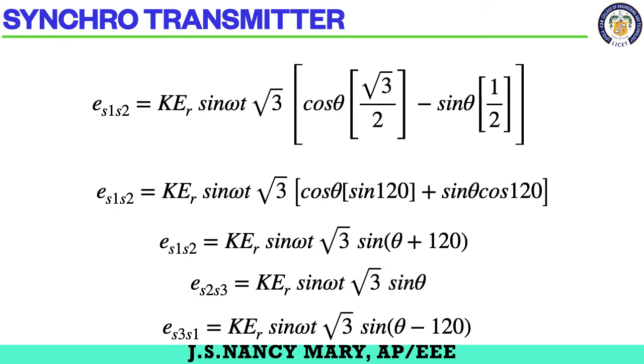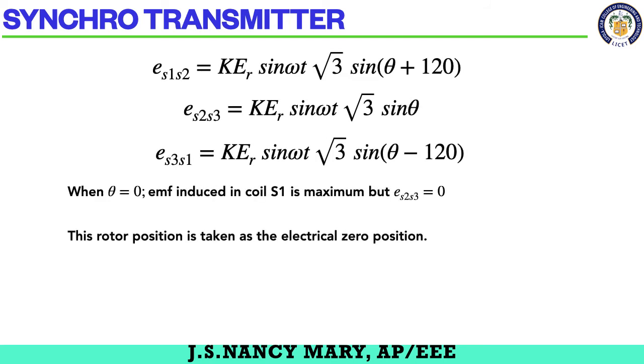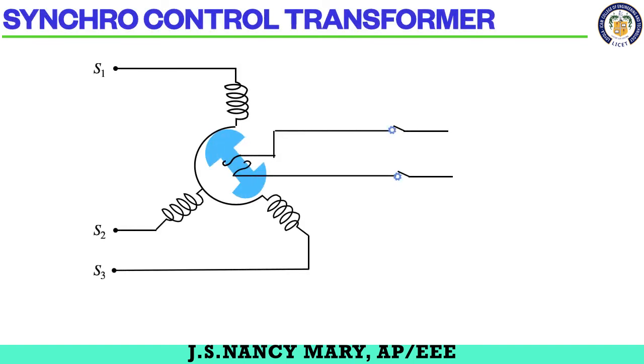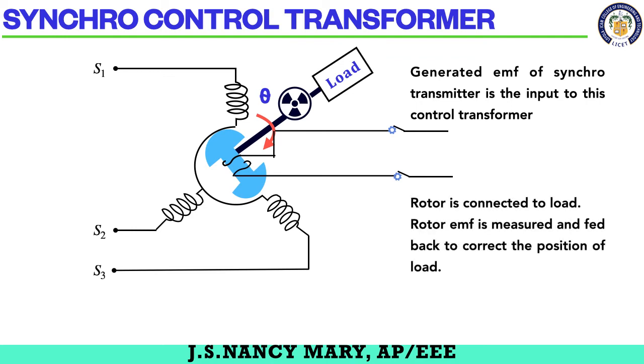So with the help of this formula I could determine the position of the rotor. ES1, ES2, ES3 are 120 degrees apart. If the rotor position is taken as the electrical zero position, by measuring the stator voltage, I am going to measure the position of the rotor. Now coming back to synchro control transformer, again you will have a rotor surrounded by the stator. Here I am going to give the generated EMF as the input to the control transformer. So the rotor is connected to the load. Rotor EMF will be measured.